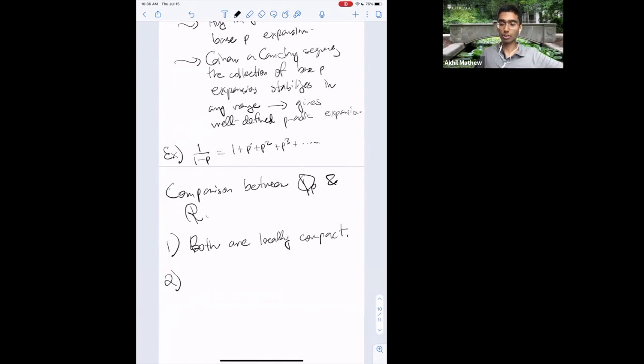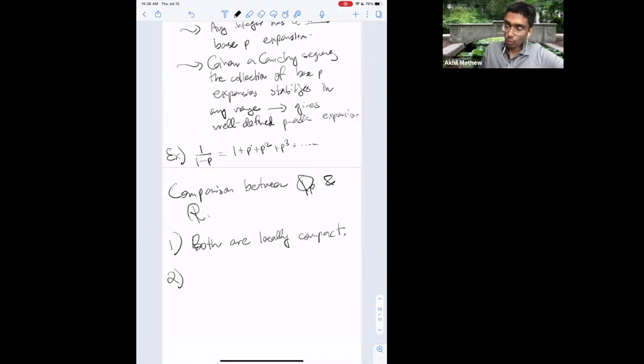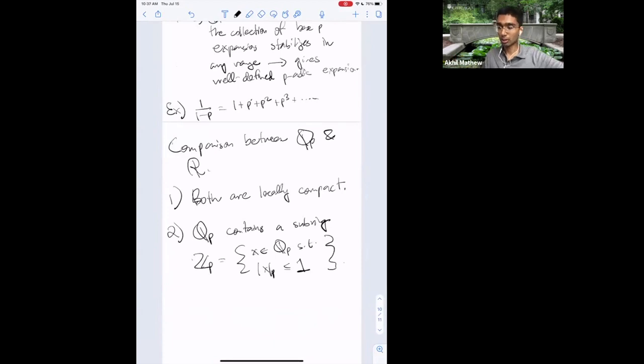But now let me say a difference. So a difference is that the p-adic numbers are non-Archimedean, which means that Q_p contains a subring given by Z_p, which is all those elements x of Q_p such that the absolute value of x is less than or equal to 1. So in other words, the unit disk in Q_p. Equivalently, it's going to be those p-adic expansions going from 0 to infinity instead of from, you know, minus 10 to infinity.